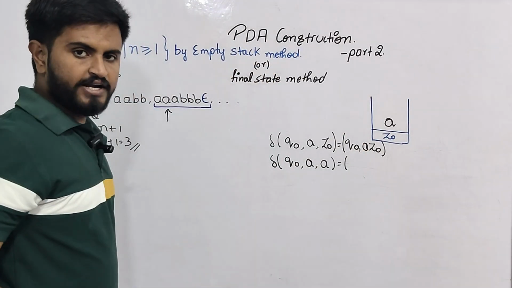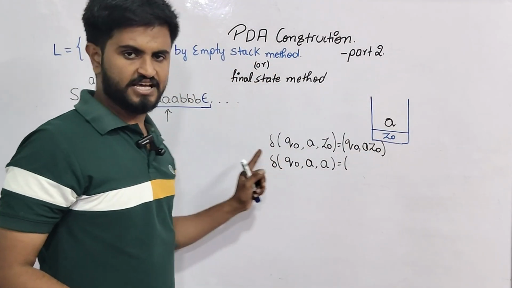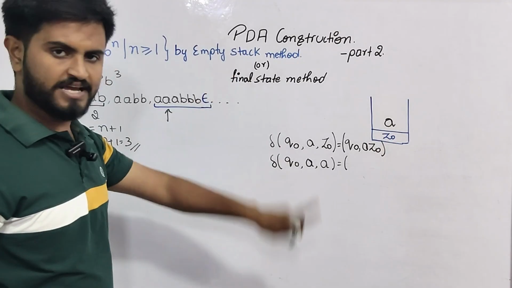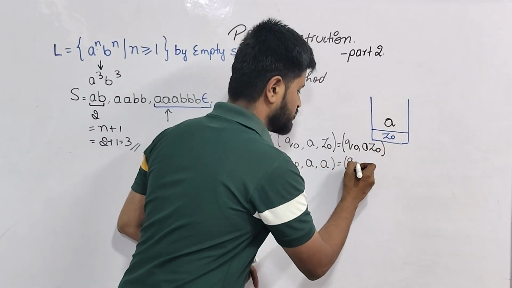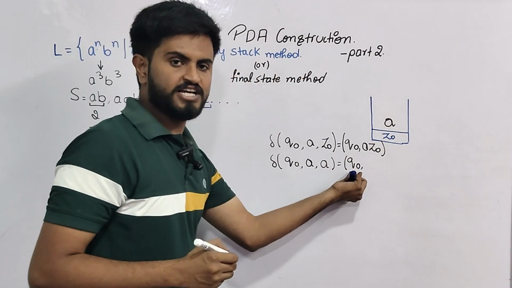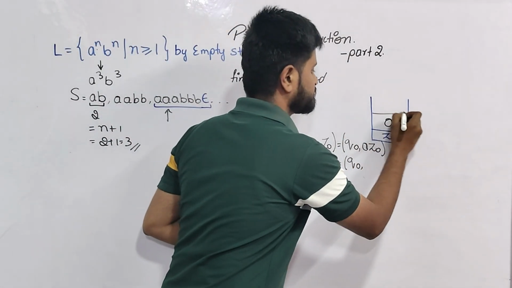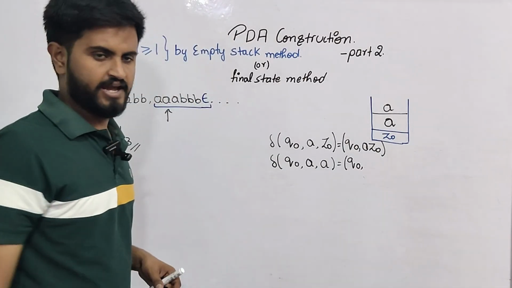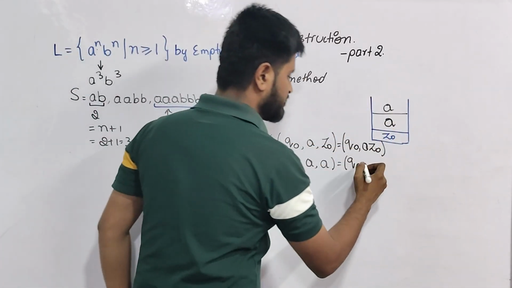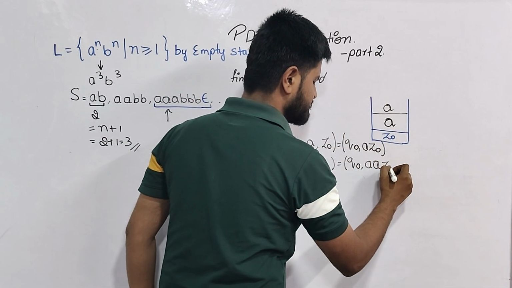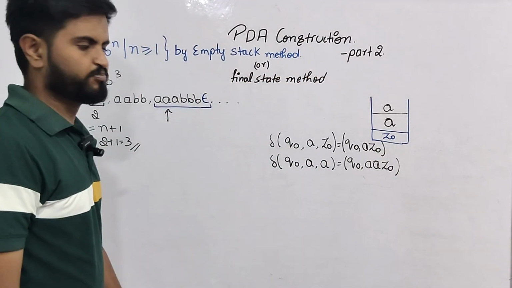Now what I said, until you approach a itself, what you will be doing? You will be in the same state itself. So Q0, comma. After writing Q0, you will be adding a into the stack. Now this is the second a. So what is the updated stack? A, Z0. This is simple.